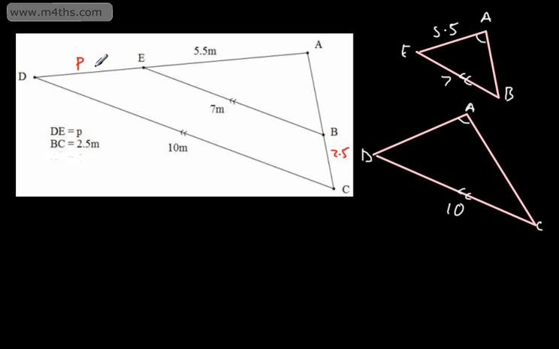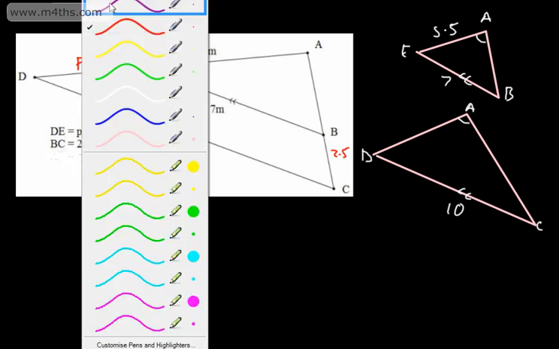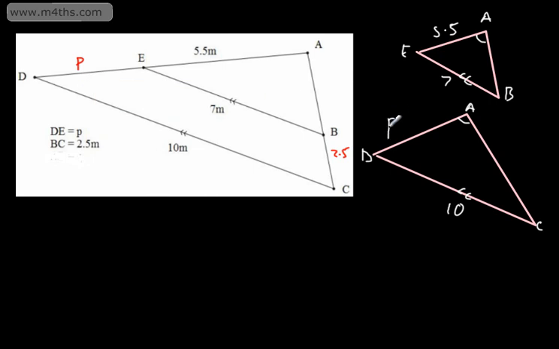Right, here is a common error. If students split it up like this, they put A to D is equal to P. It isn't. It's P plus the 5.5. So what we have is P plus the 5.5, because remember, all of this length right here includes this 5.5 here. So what we need to do is just find the value of P. This is straightforward. All we have is P plus the 5.5 divided by 10 will be equal to the 5.5 over 7. That one over that one will be equal to this one over this one.